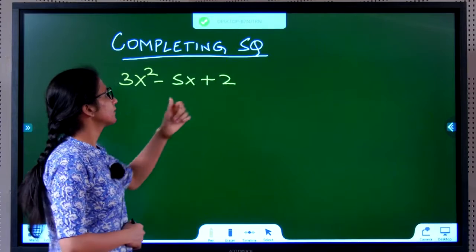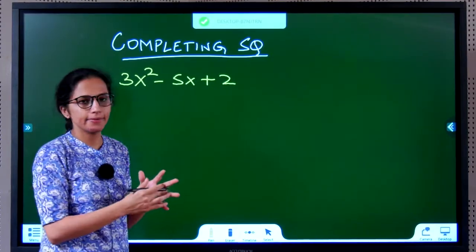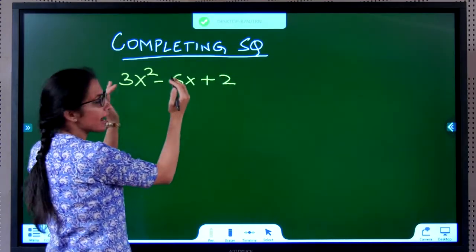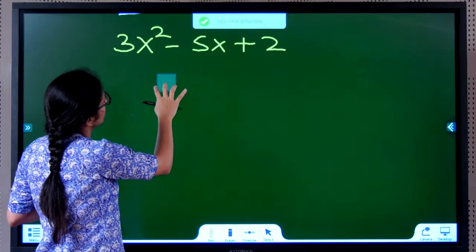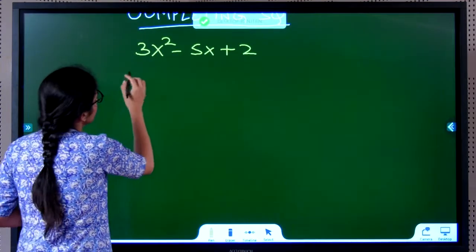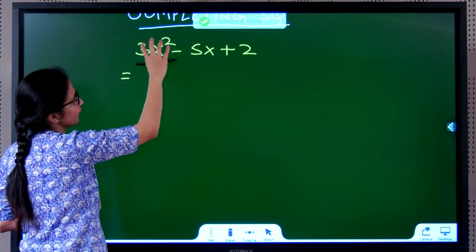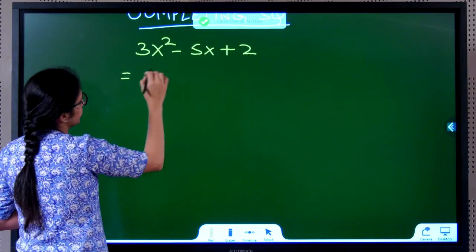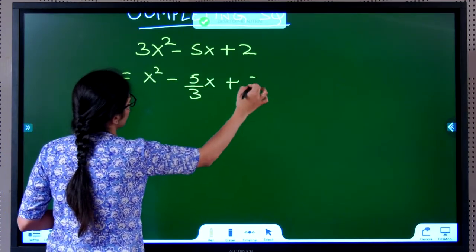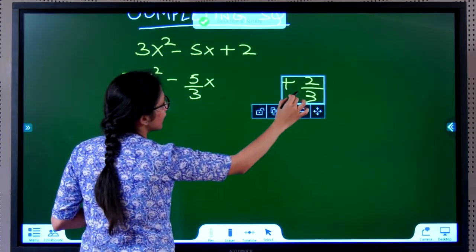Completing square technique. I will directly start off with a problem to make you understand it step by step. In completing square, you have to form a complete squared expression. How do we do that? I have an example here, 3x square minus 5x plus 2. First step, divide all of them by 3 to make the coefficient of x square 1. If I divide by 3, this becomes x square minus 5 by 3 x plus 2 by 3. Do not care about the constant.